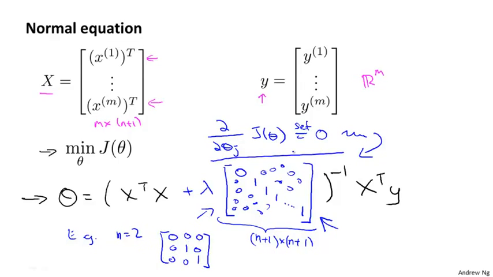Once again, I'm not going to show this derivation, which is frankly somewhat long and involved, but it's possible to prove that if you are using the new definition of J of theta with the regularization objective, then this new formula for theta is the one that would give you the global minimum of J of theta.